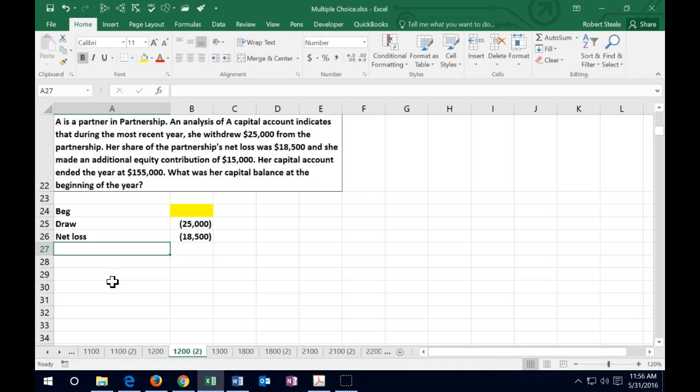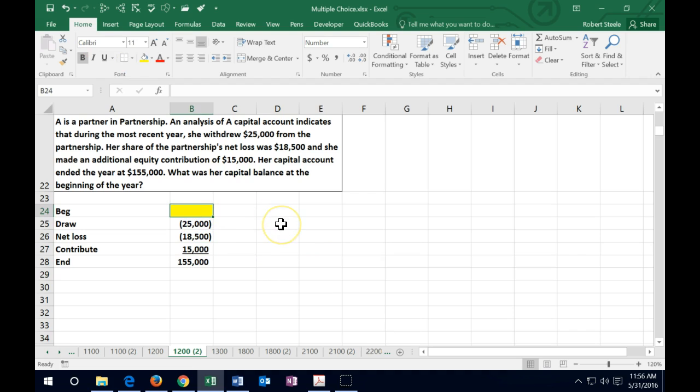She made an additional equity contribution, so she actually put more money in. She drew money out and put money in. That's kind of unusual. Hopefully we draw and not put money in, but we had both things happen. We contribute another 15,000. And then they told us what the ending balance is, which is usually what we figure out. So the ending balance they told us was 155,000. That is normally what we would calculate. So I'm going to underline this.